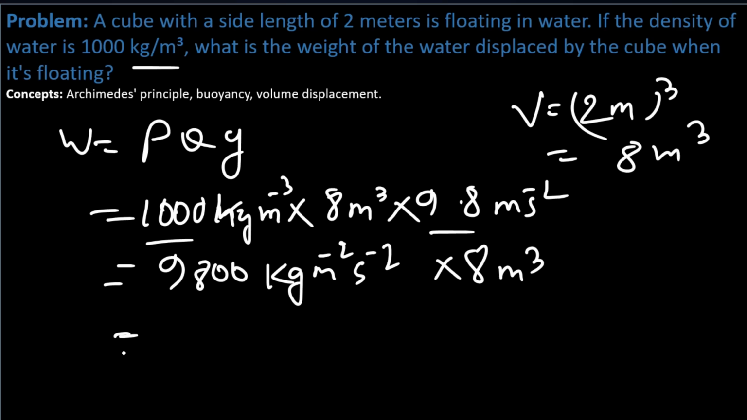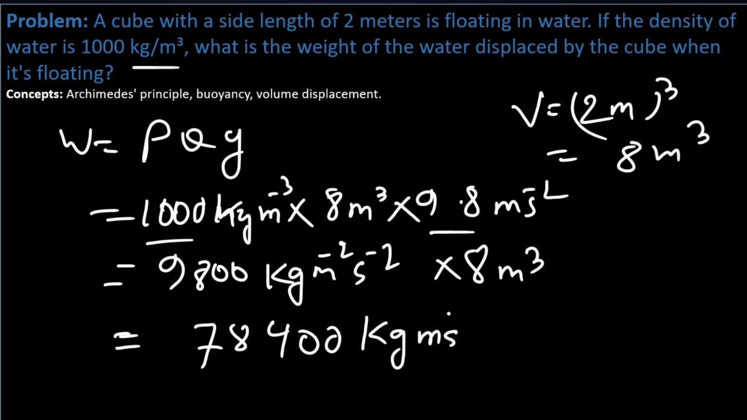So here we need to multiply. 8 times 8 equals 64. 4 will come, 6 will be carry. 8 times 9 is 72. 72 plus 6 equals 78. 78,400 kg meter per second square. So it will be the answer. So 78,400 Newton will be the answer.